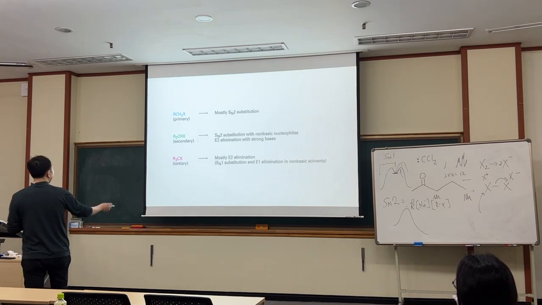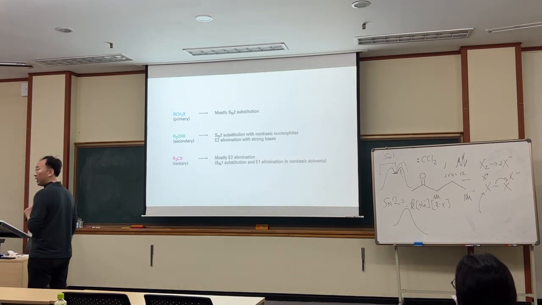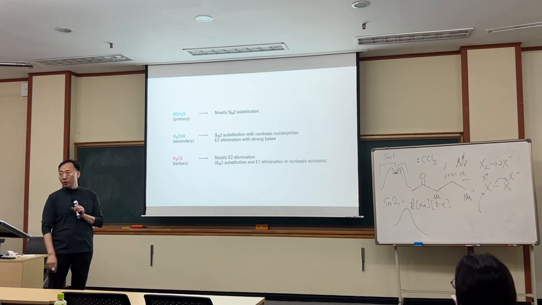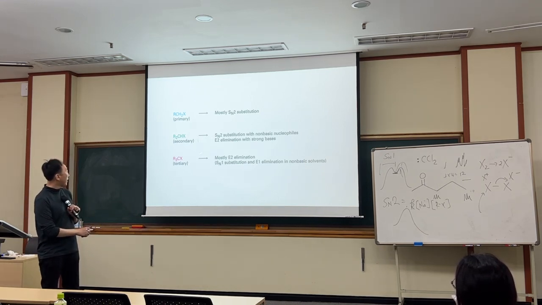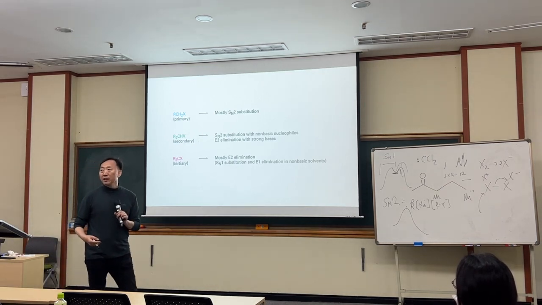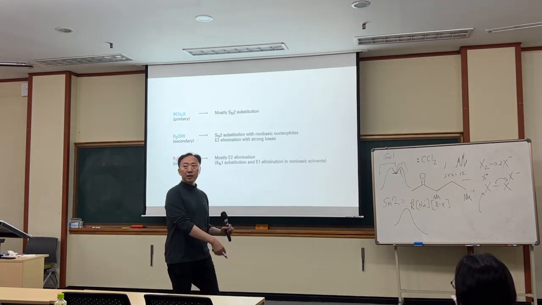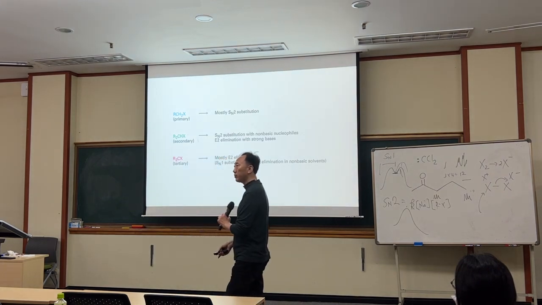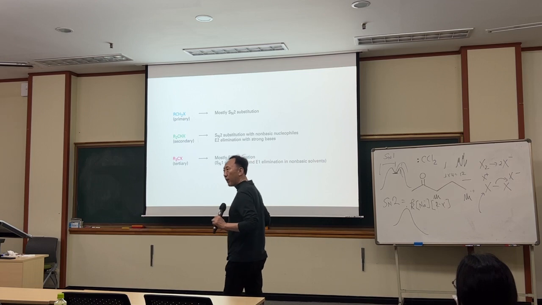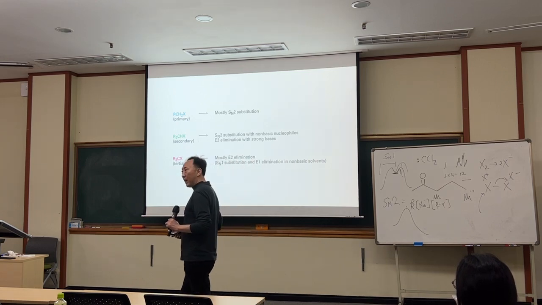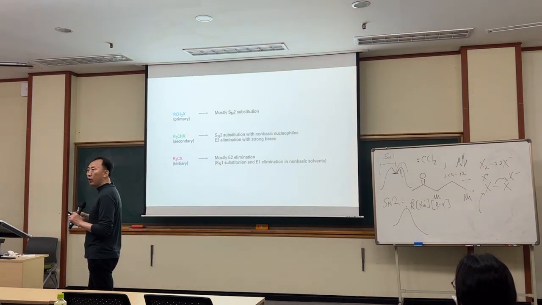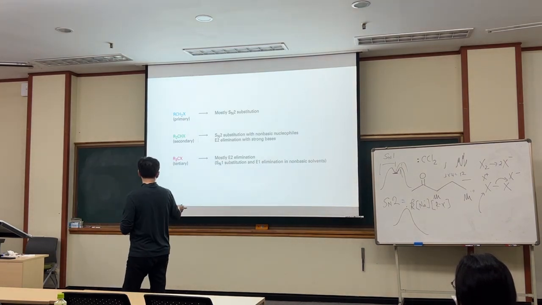SN2 usually happens with primary alkyl halide. If it is tertiary, forget about SN2. In the tertiary case, the best option is that it can generate a carbocation. Then the product will be the SN1 product or E1 product. If you prefer the E2 product, you had better use a strong base, like a magnesium reagent or lithium reagent. Then you have a better chance to shift the reaction into an E2 reaction.